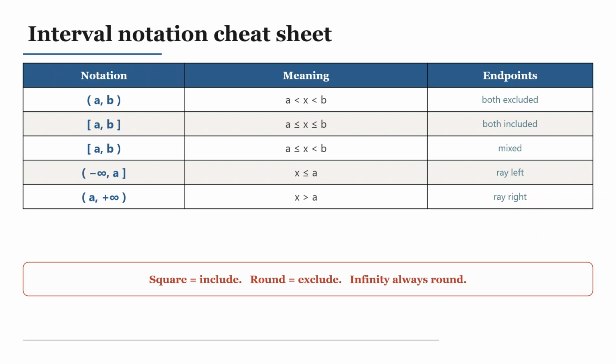Infinity always uses a paren. Infinity is a direction, not a number, so you cannot include it. A statement like x less than or equal to 5 becomes the interval from negative infinity to 5, inclusive, round on the infinity side, square on the included endpoint.